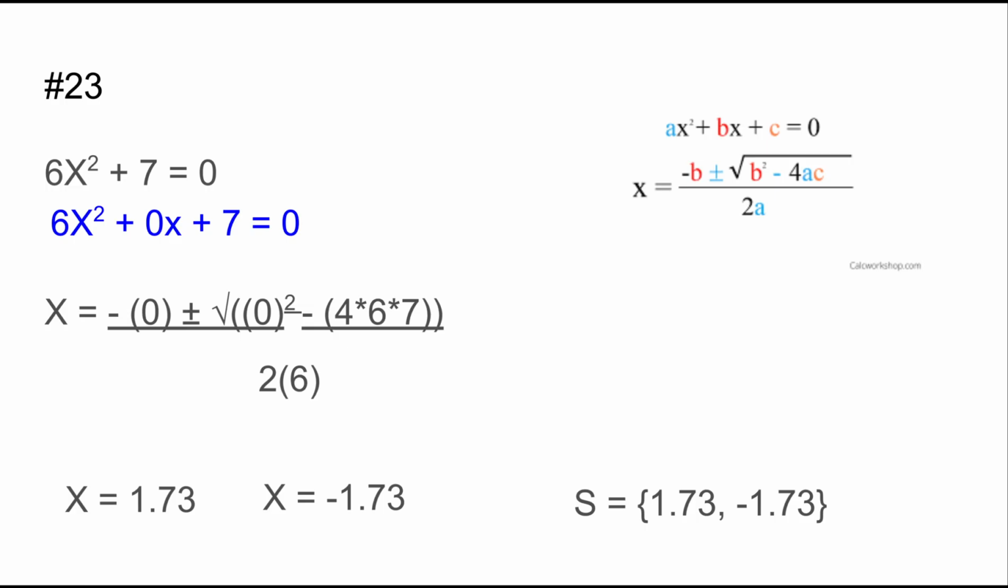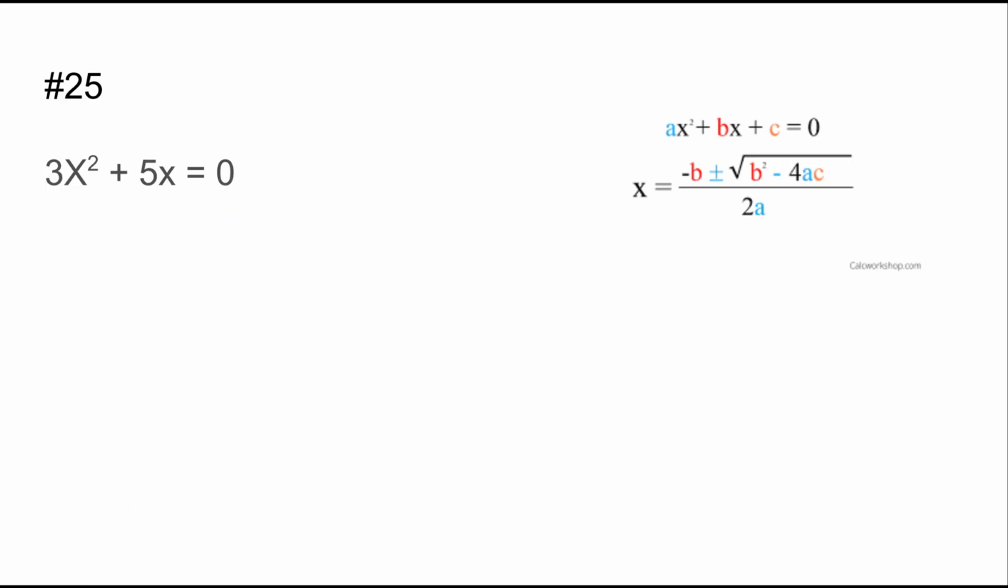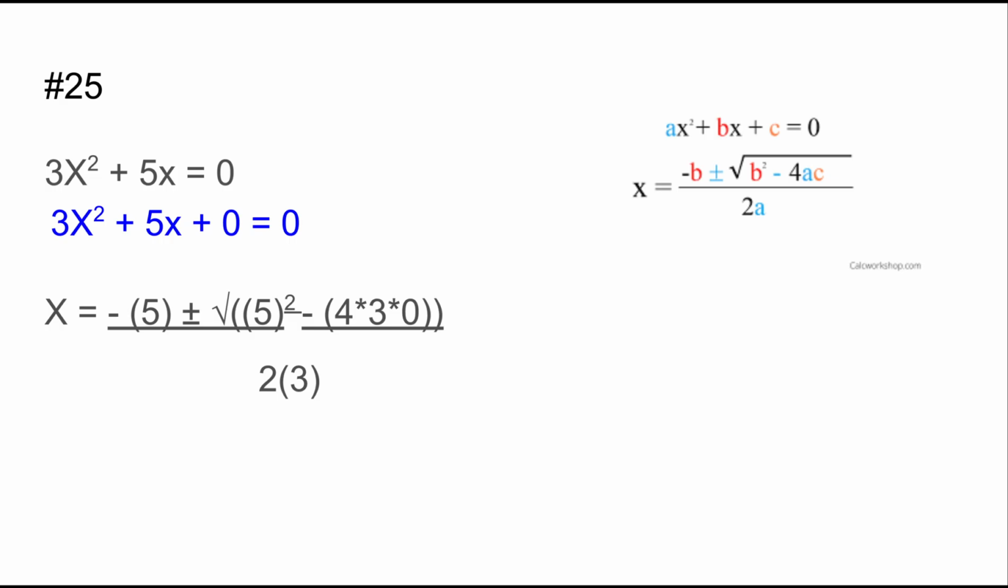Okay, number 25. See what they're missing now. Do you spy it? They're missing their C term. So we are going to rewrite this with a plus 0C. So we have 3x squared plus 5x plus 0 equals 0. Plug this into our formula, and we have negative 5 plus the square root of 5 squared minus 4 times 3 times 0. Enter. Divided by 6 equals 0.